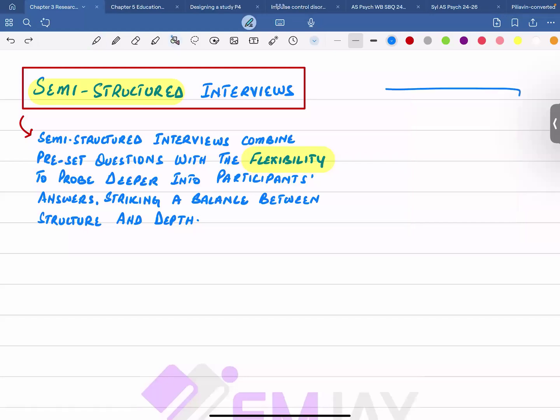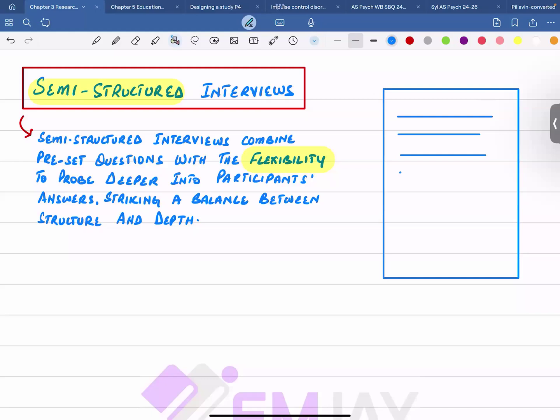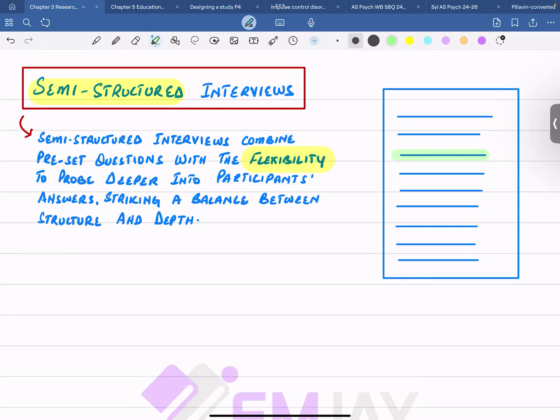So we're talking about a list of questions that are preset, that are already there. But if the researcher feels like he or she wants to add another question to it, he or she may. And if a researcher at any given point feels like he or she wants to remove any particular question from that set of questions, they're allowed to do that as well.